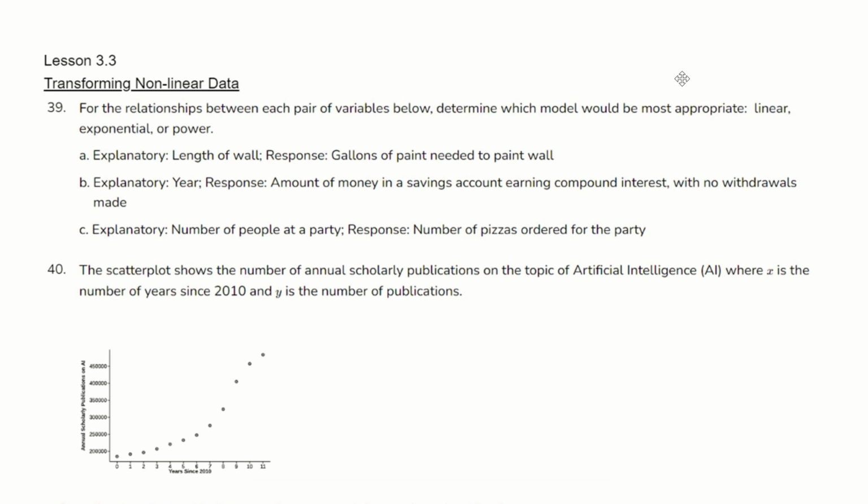So we're at part 3, lesson 3 now. We're in the home stretch here. We don't have too many more questions. We've got about 12 questions left on this. So, transforming nonlinear data.